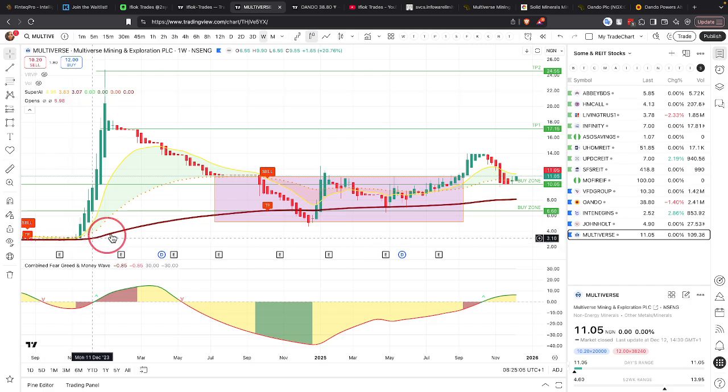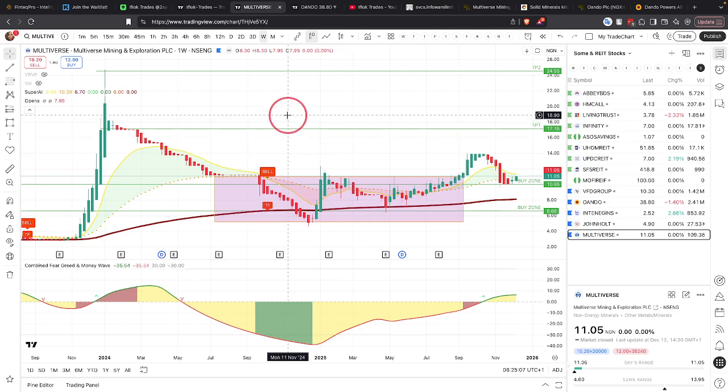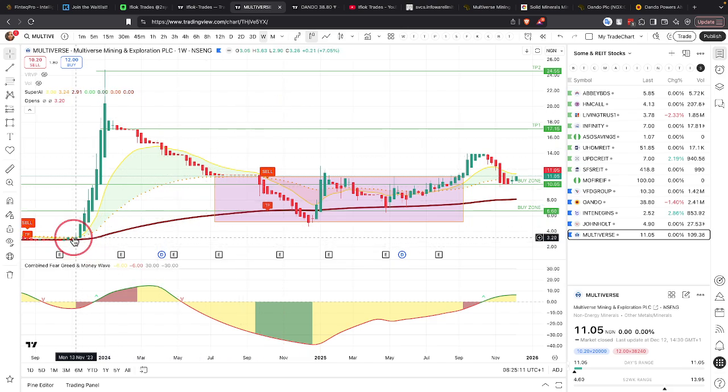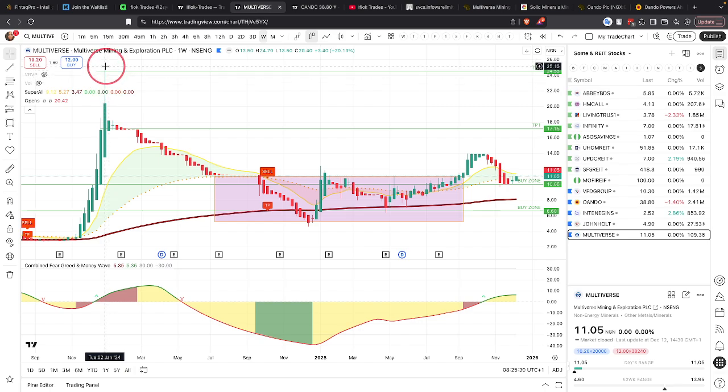All right, so this is Multiverse. If we use the 200 EMA as a teller for an uptrend and a downtrend, let's just start from here. In 2023, Multiverse had a distribution, a boom cycle, where it moved from about 2 naira all the way up to 24 naira per share. That was a major boom. That was a major distribution moving upwards.